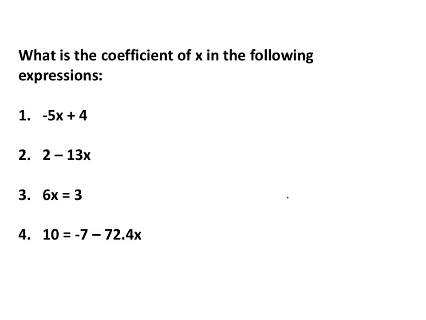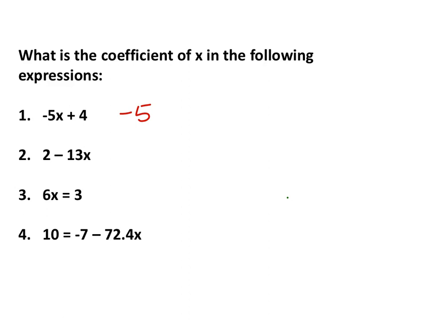What is the coefficient of x in the following expressions? Number one, oh by the way, a coefficient is stuff you guys learned in 7th grade, and we're going to be using this vocabulary actually quite a bit, not only today but throughout this whole unit. A coefficient is just a number that's being multiplied by a letter, so on number one, that would be -5.